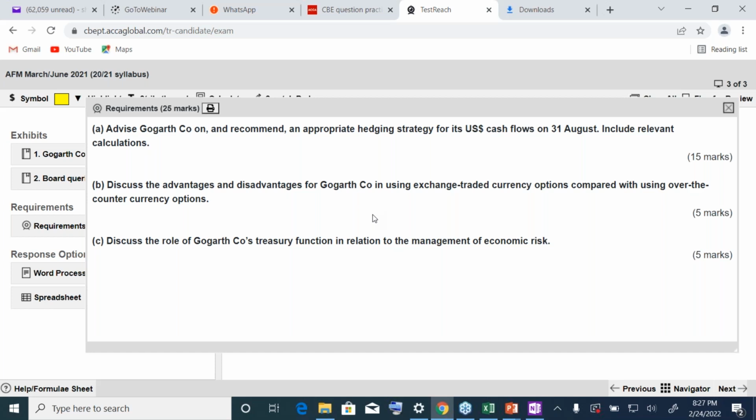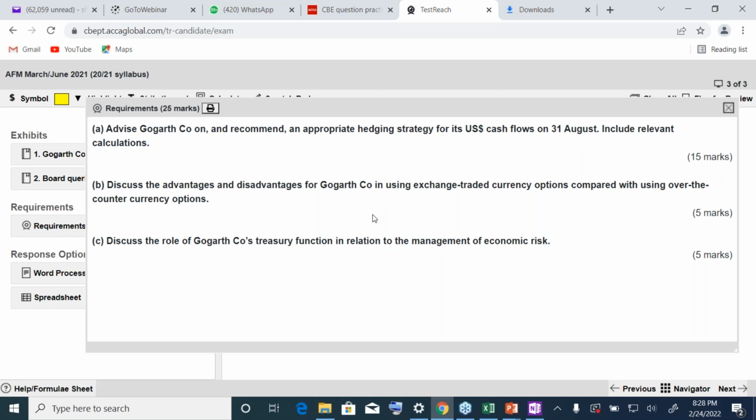Part B: discuss the advantages and disadvantages for G company in using exchange traded currency options compared with using over the counter currency options. So you have to simply write the advantages and disadvantages of exchange traded options compared with over the counter currency options. And you have to relate it to the scenario, because the examiner is asking from the perspective of this company.